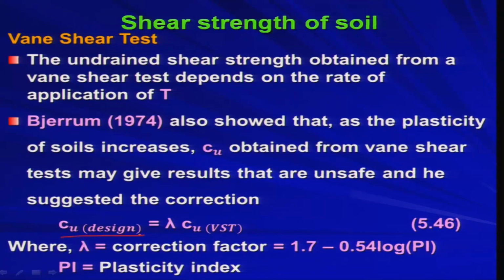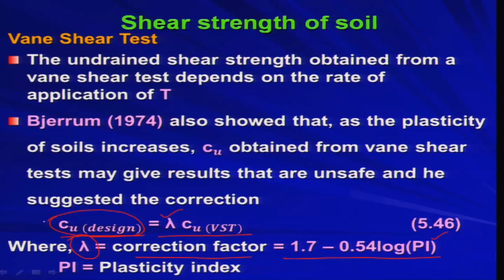So, the Cu design, that means the design value of Cu, whatever you will be proposing, is equal to lambda into Cu obtained from the vane shear test. This lambda is nothing but the correction factor, and it is given by this expression: 1.7 minus 0.54 log of plasticity index PI. As your plasticity index increases, you will get a different value of lambda, and based on that you can find out the Cu design.